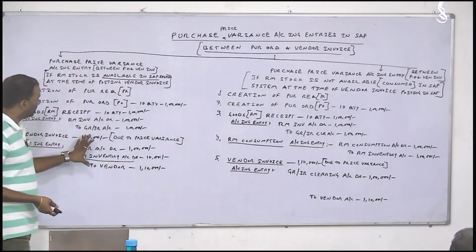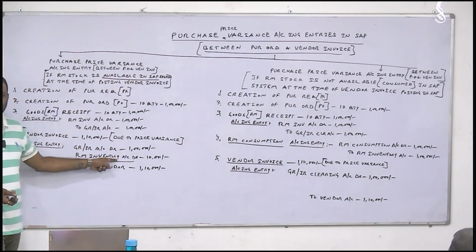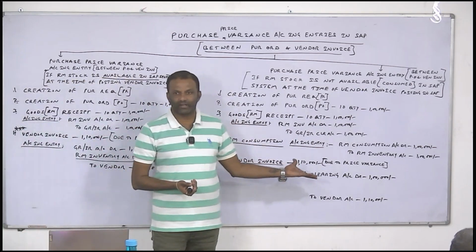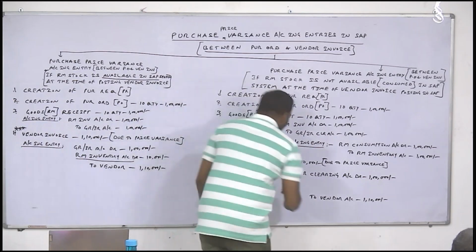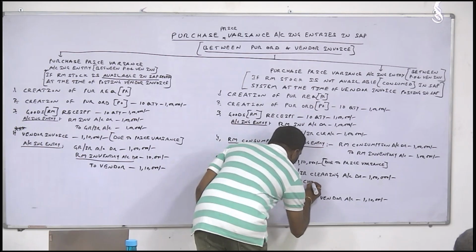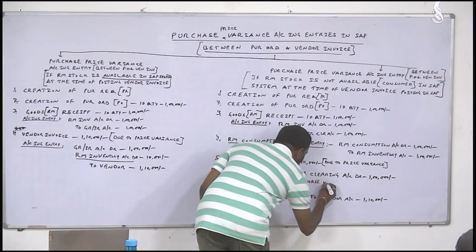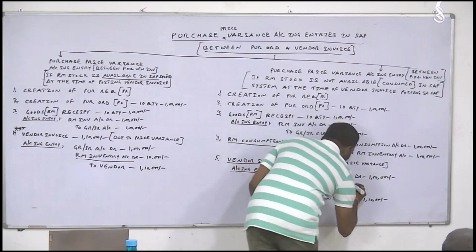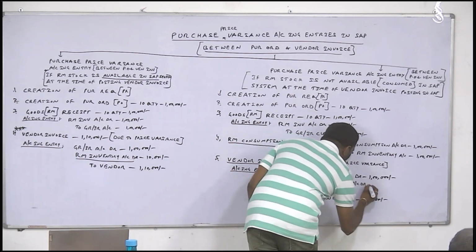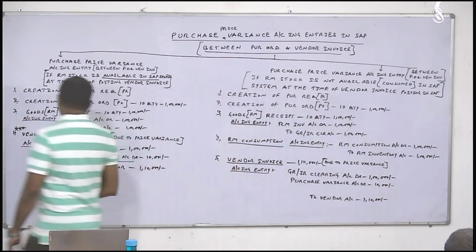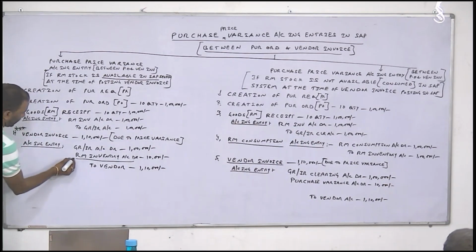Then what about the remaining 10,000? Here stock is available. That is the reason we have added to stock, the raw material inventory GL. But here stock is not available. The system will not accept. Then the remaining 10,000 you should send to which account? Purchase variance. Debit the purchase variance account, 10,000.